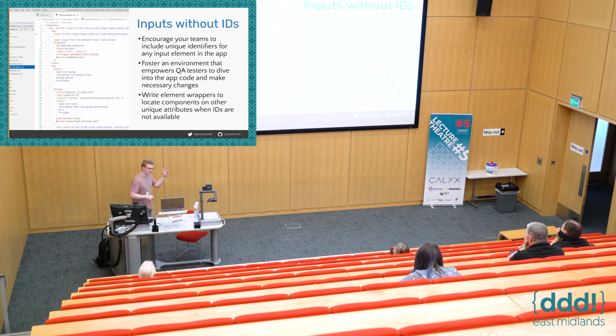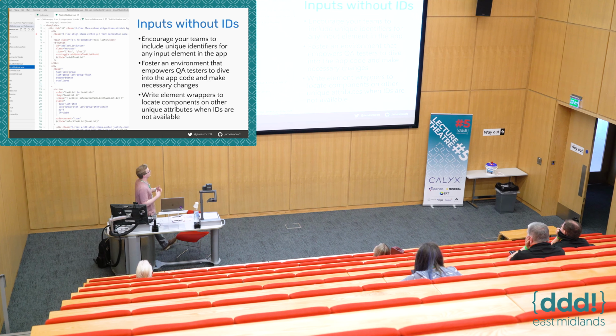Inputs without IDs, this is the one where I mentioned that I think it mainly comes from people that aren't involved in the app code. What I'd say is encourage your team, when you're writing inputs in particular, so a button, a text field, a date picker, whatever, make sure you put an ID on it. It makes sense to. In your UI tests, these are the things that will be interacted with. So an ID on any input. What I'm not saying is put an ID on every single element in your UI though.